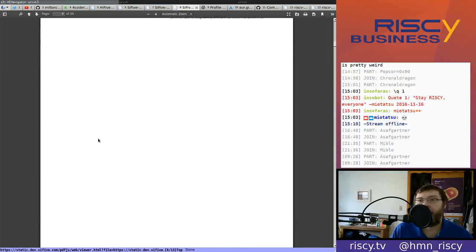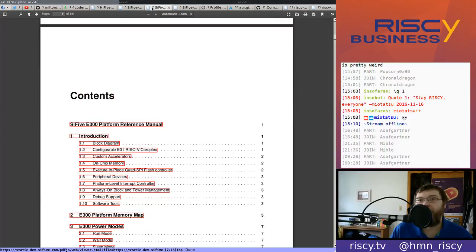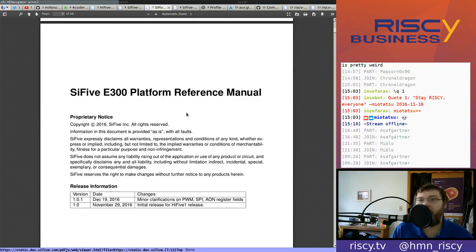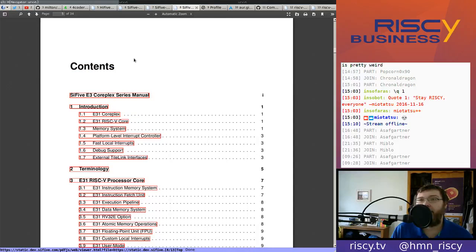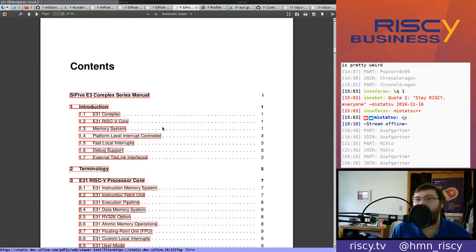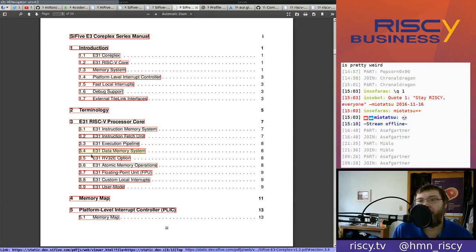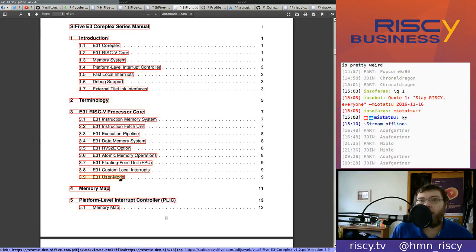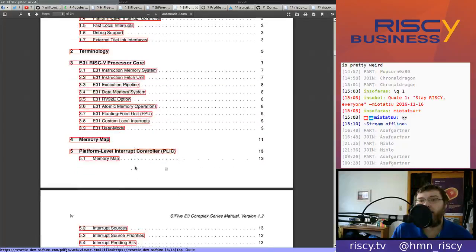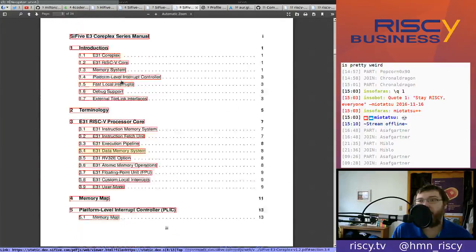And I'm not really sure of the difference between the E3 Coreplex and the E300 platform. I guess the E300 platform is like a more specific version of the high-level E3 Coreplex series, and then the FE310-G000 is an actual chip, the one that's on our HiFive. So I think this is like the highest level, and then this is like, you know, the most specific. That's my interpretation anyway. I could be wrong about that, but looking over this one, there is some stuff about the PLIC that I see. There's Introduction 1.4, and there's Chapter 5 in here that has information about the PLIC.